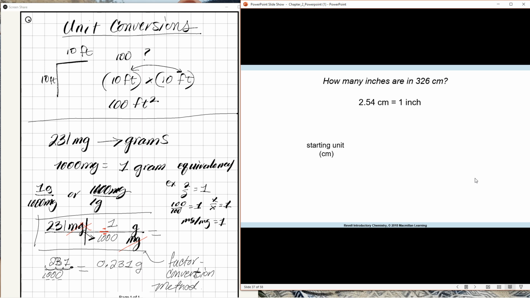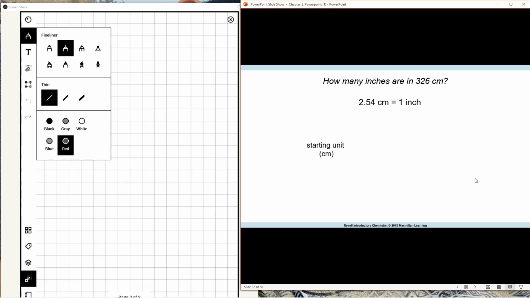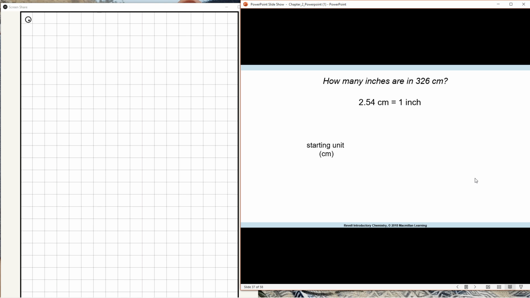All right, let's look at our next problem here. How many inches are in 236 centimeters? Pause it, try it out on your own. Let's you and I go ahead and try it. Now that you've unpaused it, I hope you paused it and tried it on your own first. You have 326 centimeters. Okay.